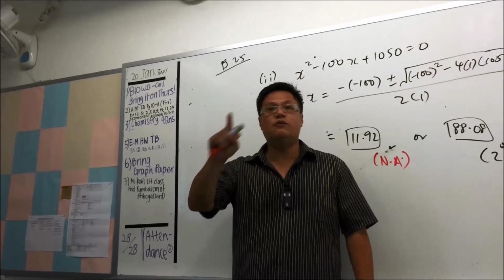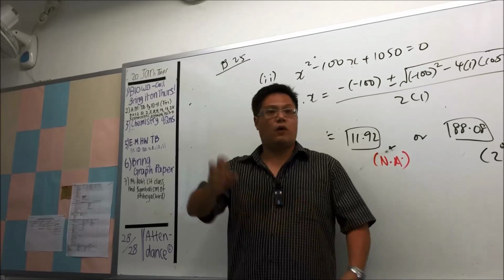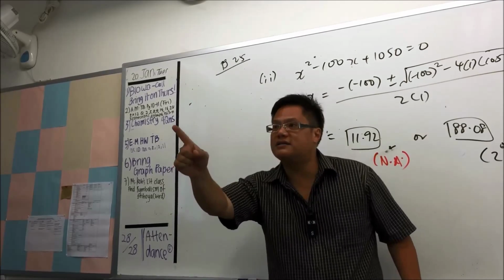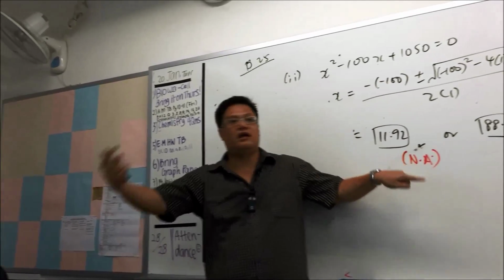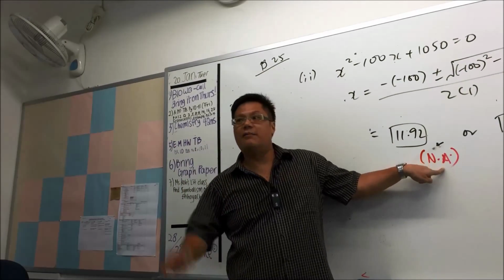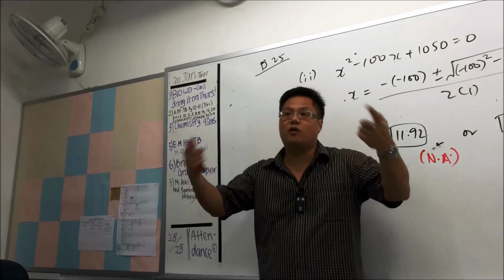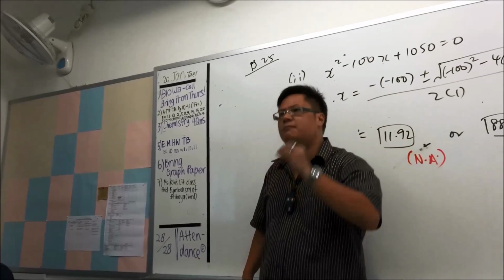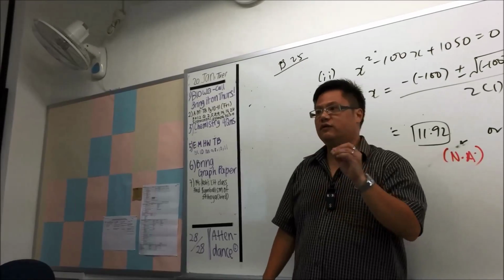Read the question. What's the key word? I told you, Felicity was so loud just now. What is the key word that you must read? Giving both answers. The moment you reject one, you're telling me, Mr. Ng, this is not an answer. Am I correct to say that you are short of one answer already? So please circle up the key word. Giving both answers. Giving to 2dp.